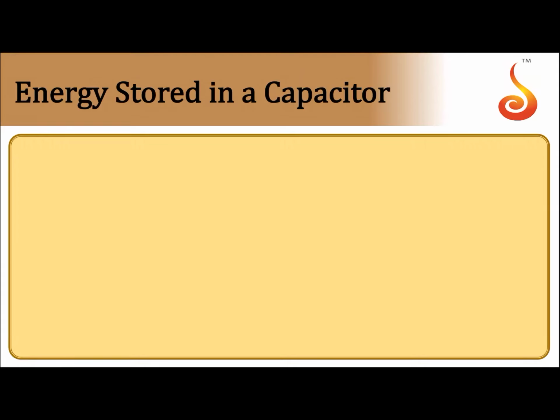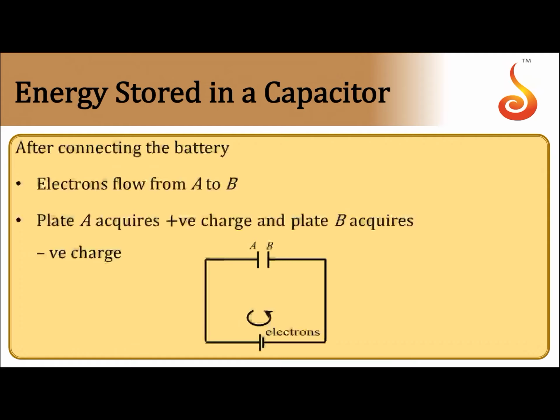Energy stored in a capacitor. When you connect a capacitor to a battery, the capacitor gets charged. So the plate which is connected to the positive terminal of the battery acquires positive charge, and the plate which is connected to the negative terminal will acquire negative charge. The charging of the capacitor is shown in this diagram.